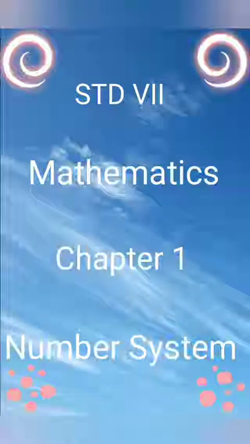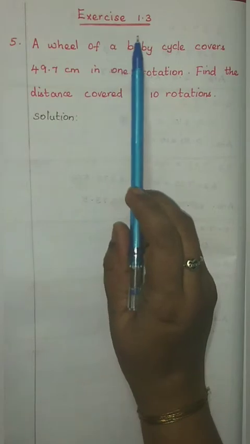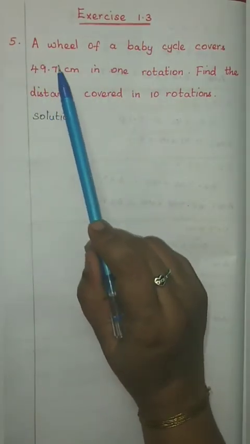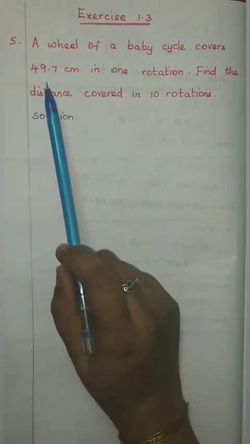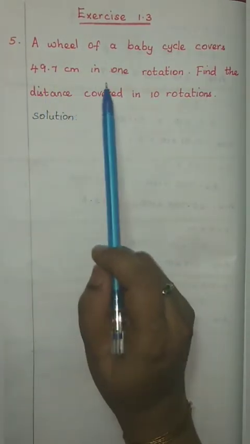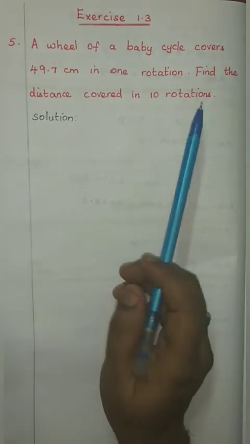In today's class, we are going to solve the remaining problems in exercise 1.3 and the first problem in exercise 1.4. Exercise 1.3, fifth problem. A wheel of a baby cycle covers 49.7 centimeter in one rotation. Find the distance covered in 10 rotations.